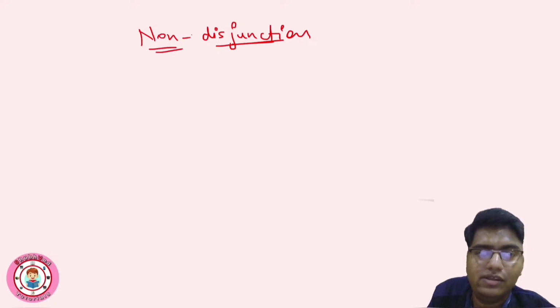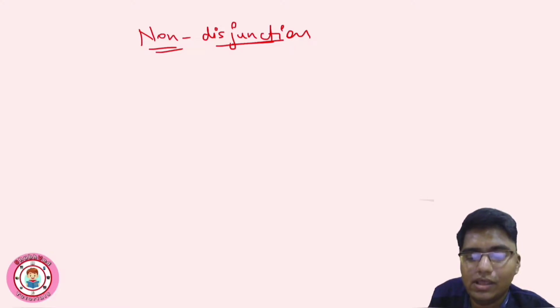Now we will discuss why aneuploidy takes place. The reason for this is non-disjunction. What is non-disjunction? Non-disjunction is when chromosomes are not separated properly and are inherited together as a pair. This is seen mostly in meiosis.